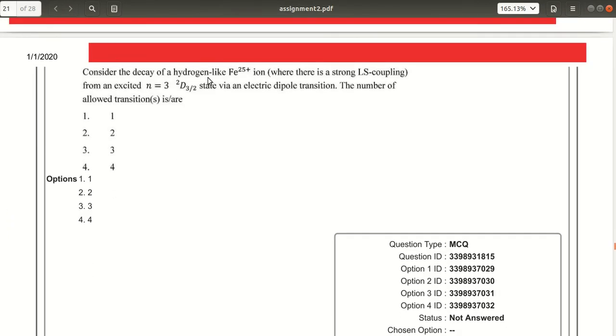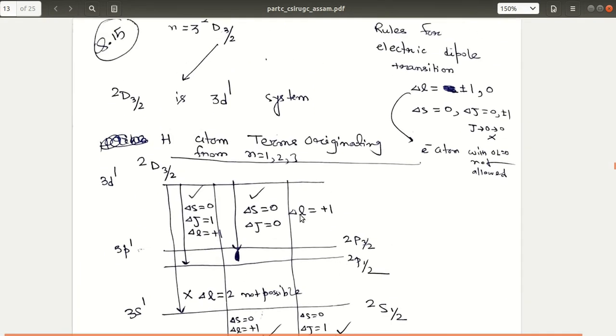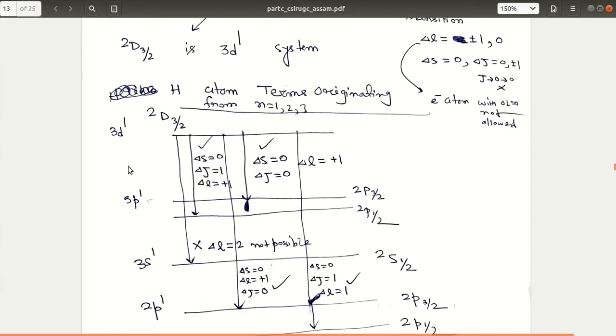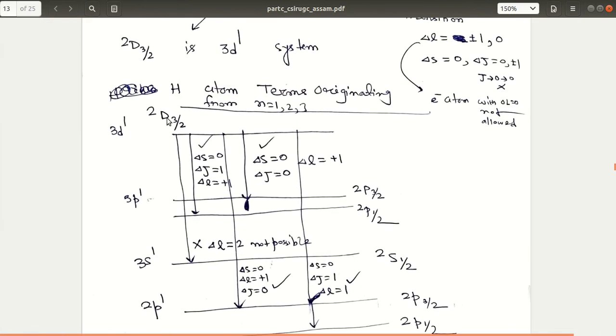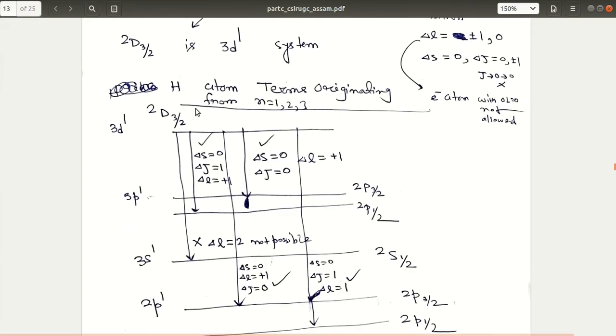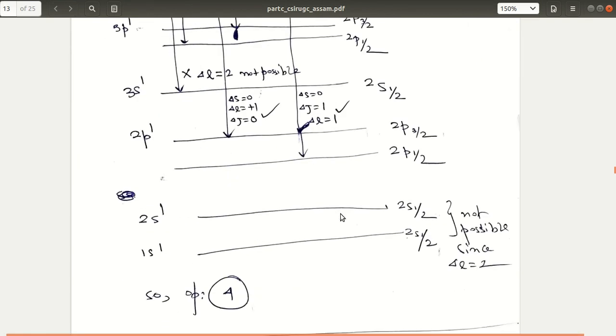So next question: consider the decay of hydrogen-like atom Fe 25 plus, where there is a strong LS coupling, to form an excited state n equal to 2, 2D 3/2 state via an electric dipole transition. The number of allowed transitions is. So for this hydrogen-like system we can have 3d1, 3p1, 3s1, 2p1, 2s1 and 1s1. For 3d1 it is given as 2D 3/2 and 2D 5/2. Now if you calculate the corresponding terms, for 3p1 it will be 2P 3/2 and 2P 1/2, for 3s1 it is 2S 1/2, for 2p1 it is again 2P 3/2 and 2P 1/2, and for 1s1 and 2s1 it will be 2S 1/2.